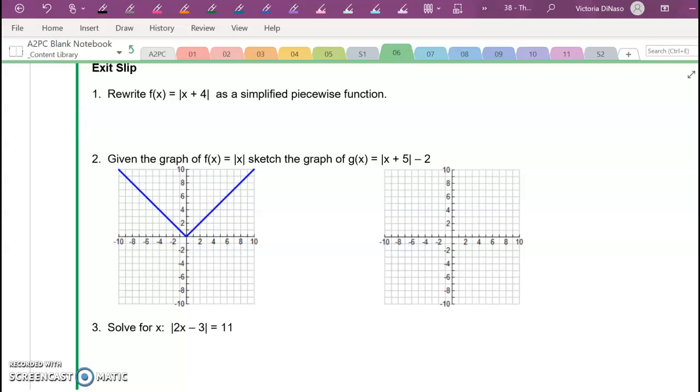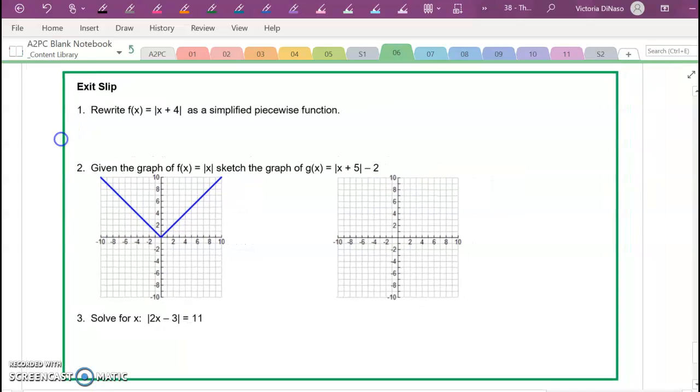You can go ahead and try the exit flip. This is a combination of all 3 videos of section 38. So we were writing a piecewise function, we were solving for x, and then we were translating. So I'm going to go ahead and pause. You can pause the video, and in a second, you'll see the answers.